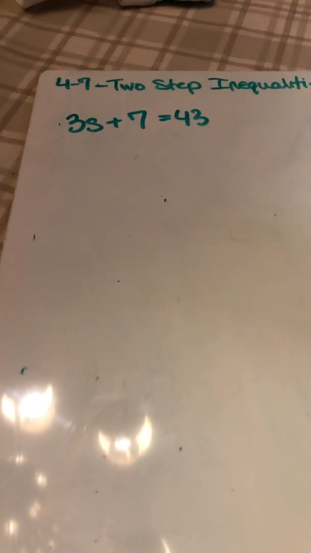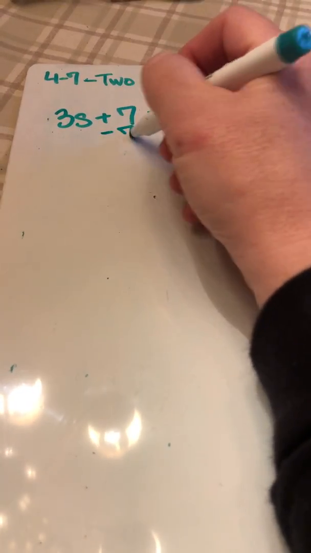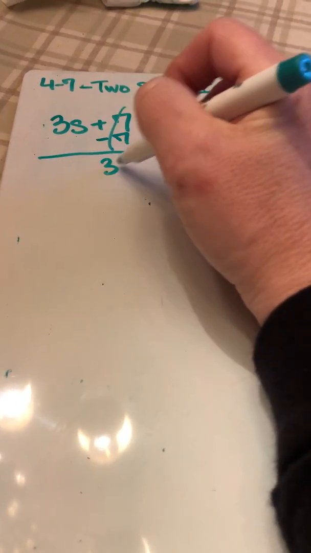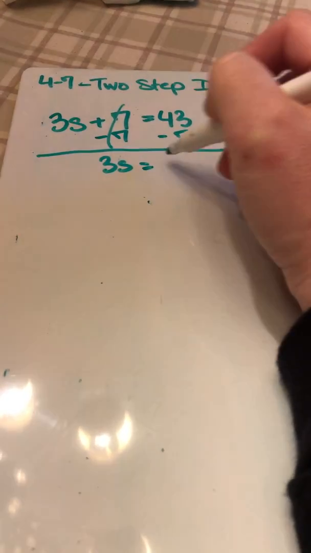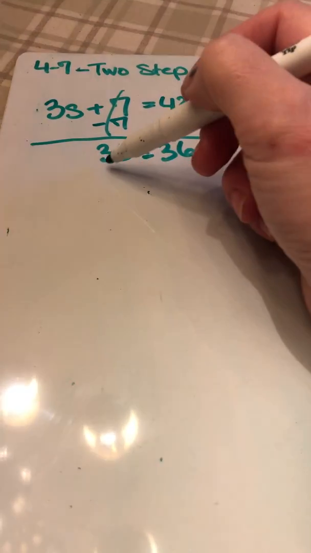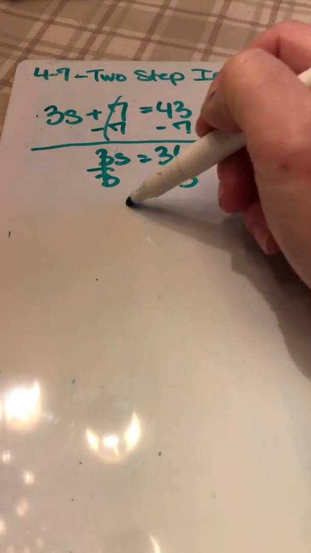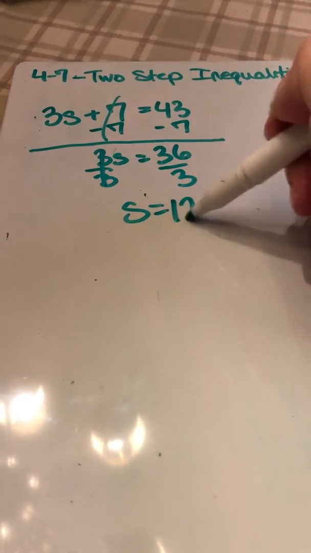As we know, we have to undo order of operations, which means we have to get the s by itself. So we want to get rid of the lonely number first. We're going to subtract 7 from each side. This cancels, leaving us with a 3s, and then that would equal 36. From here, in order to undo multiplication, we need to use division, and we're going to divide each side, so s would in fact equal 12.